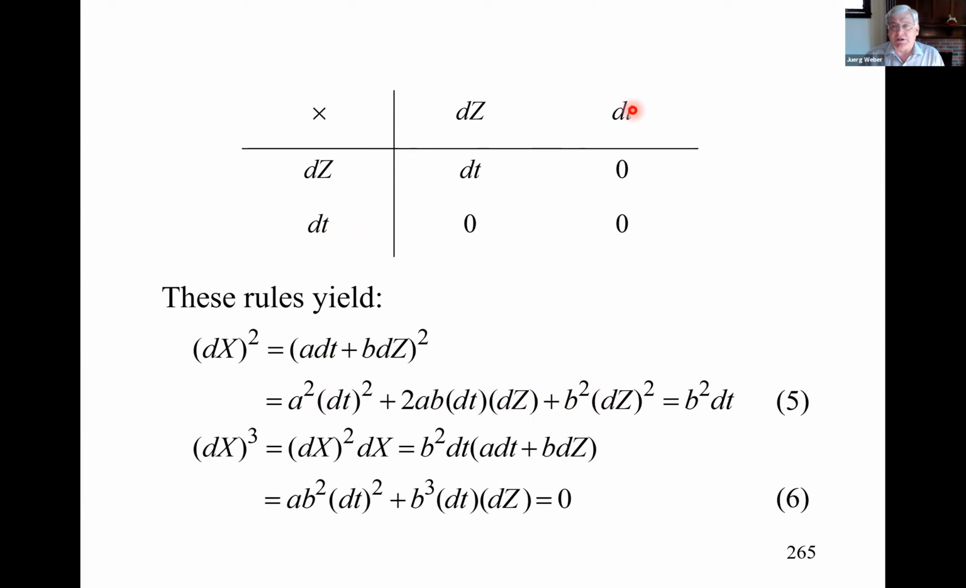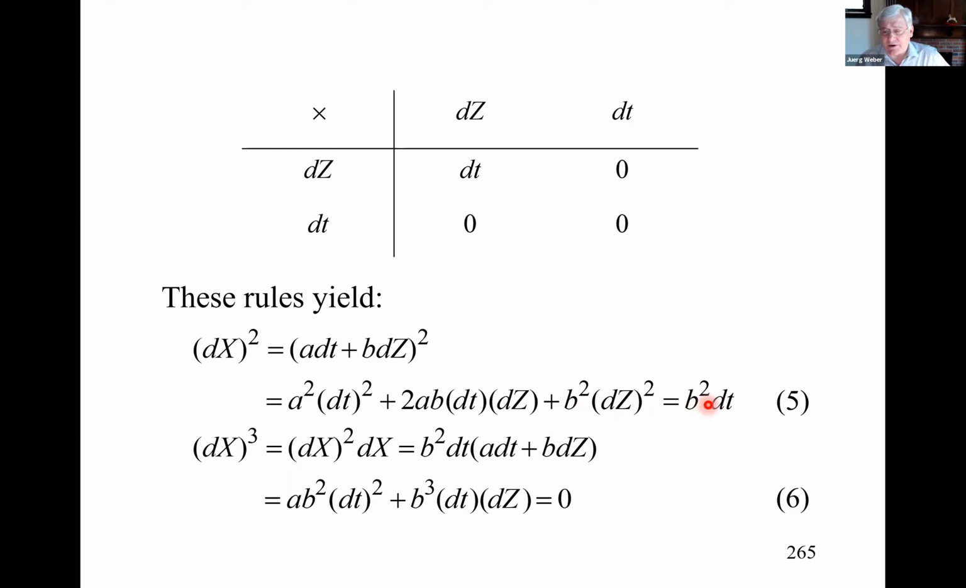So dt times dt, that gives me a 0. So I can plug in here a 0. And then the same, dt times dz. So cross product, dt times dz. That gives me a 0. So again, I can put in here a 0. But here at the end, dz times dz, that gives me dt. So for this dz squared, I must write dt. So I have here 0 plus 0, and here I have b squared times dt. So that's what is left over.